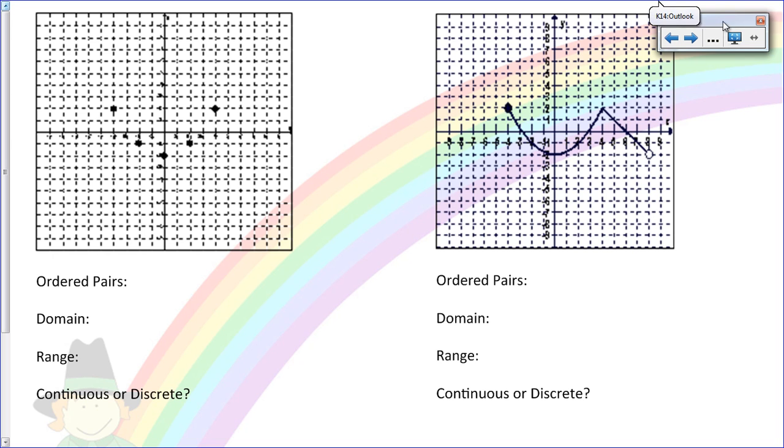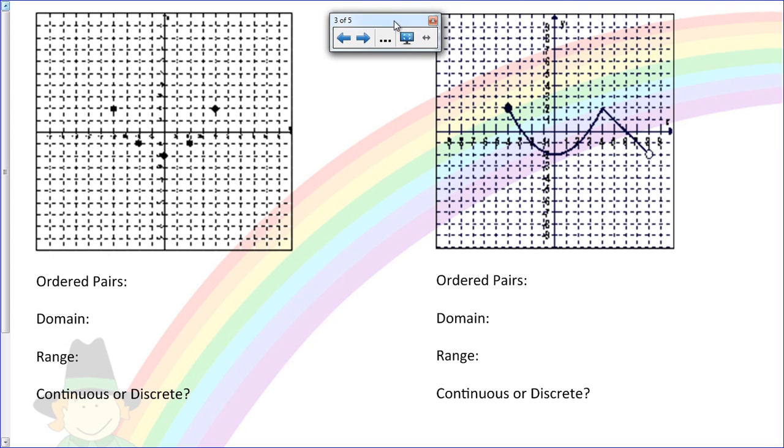So we're going to do domain and range of some graphs, of some functions, and we're going to first talk about whether or not it's a discrete graph or a continuous graph, and then the things that we need to know in order to do this. So here's your first graph.